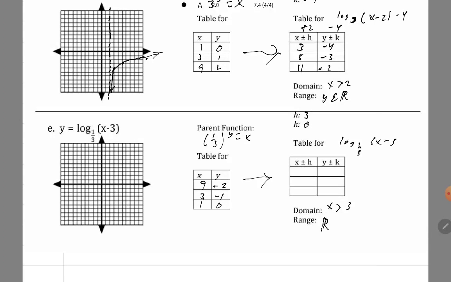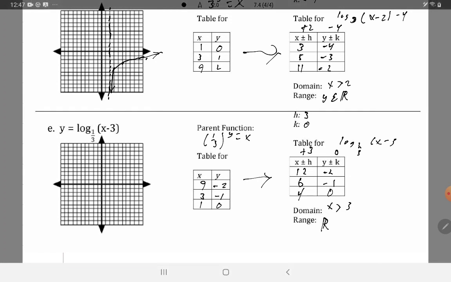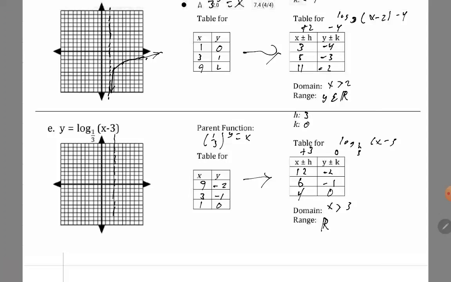Translate. So I'm adding 3, and then I'm adding 0 to the y. So 9 plus 3 is 12, 3 plus 3 is 6, 1 plus 3 is 4, and these stay the same. And we know we're moving our vertical asymptote 3 units to the right. 1, 2, 3, so that's that there.